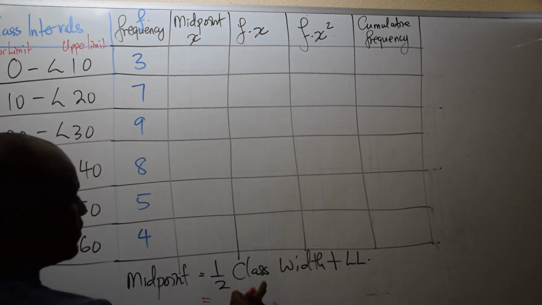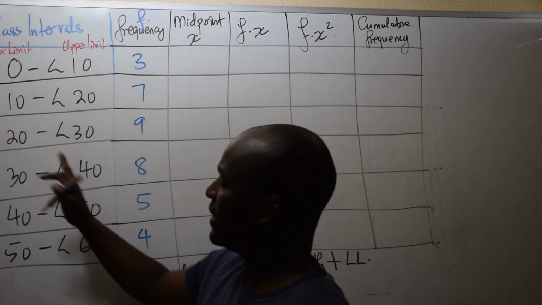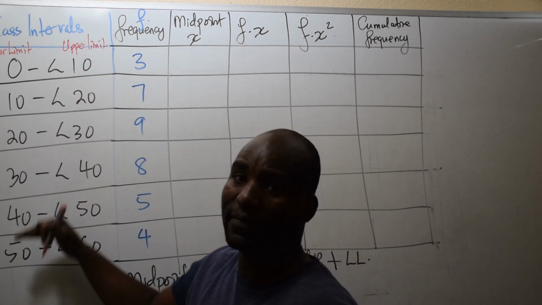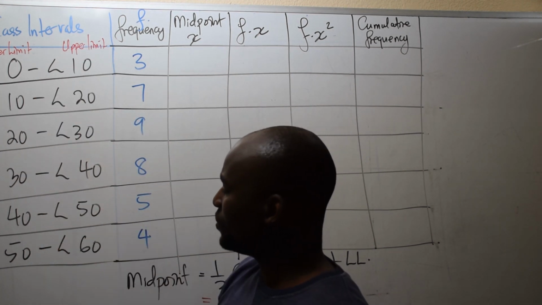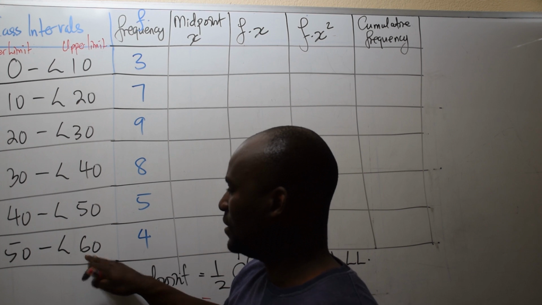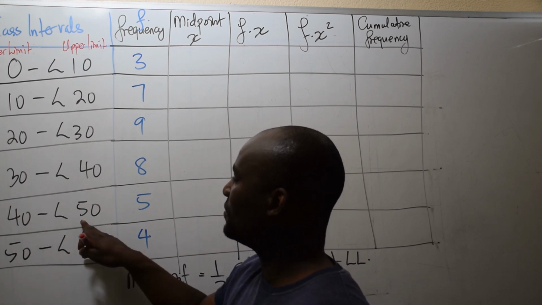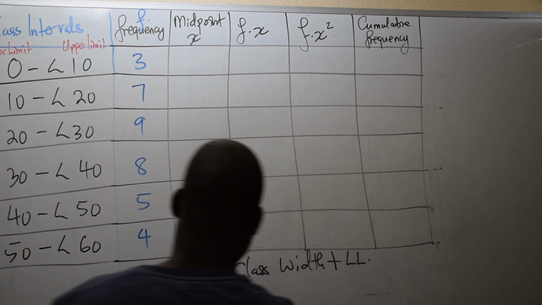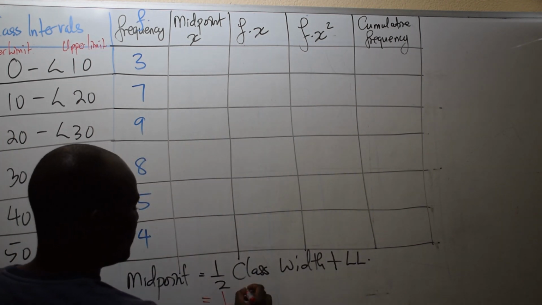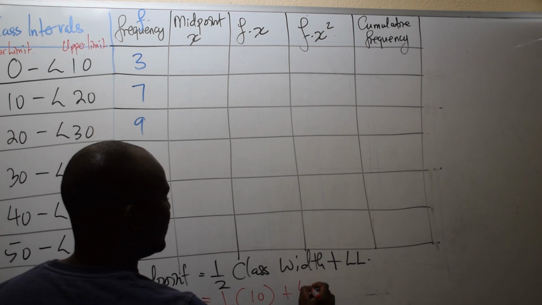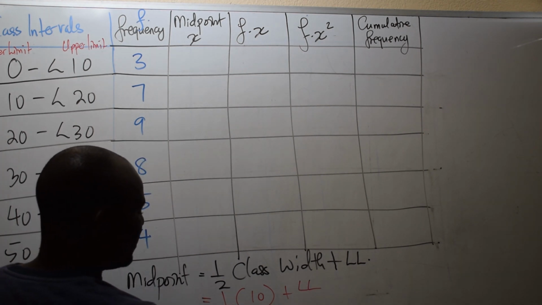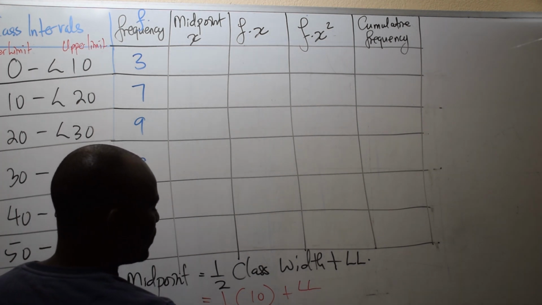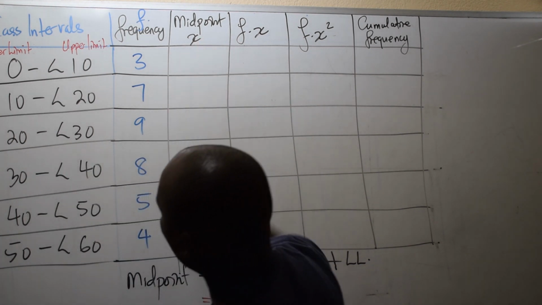So what is the class width? The class width is the gap, and the gap is going to be the same for all class intervals. So the gap between 50 to a 60 is actually 10. The gap between 40 to a 50 is a 10. The gap between any of these numbers is a 10. So we're going to say half of 10 plus the lower limit. So we are saying 5 plus the lower limit is going to be our midpoint.